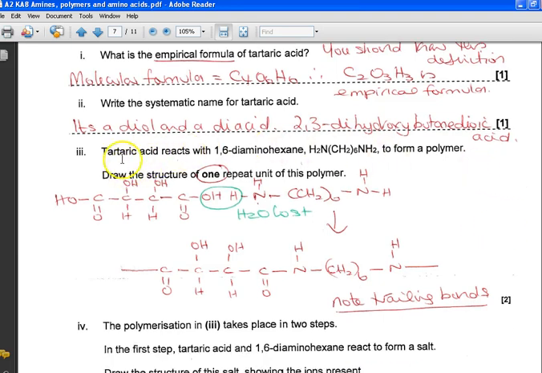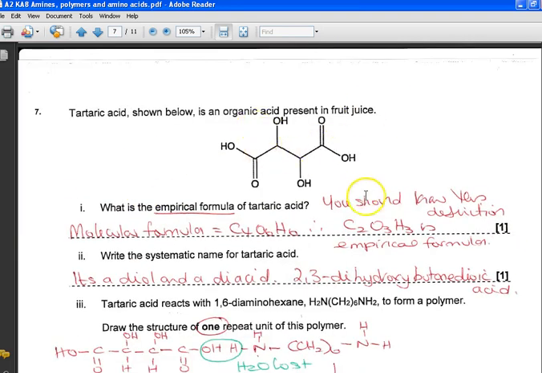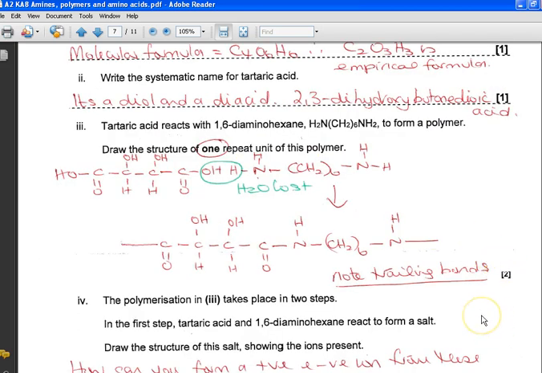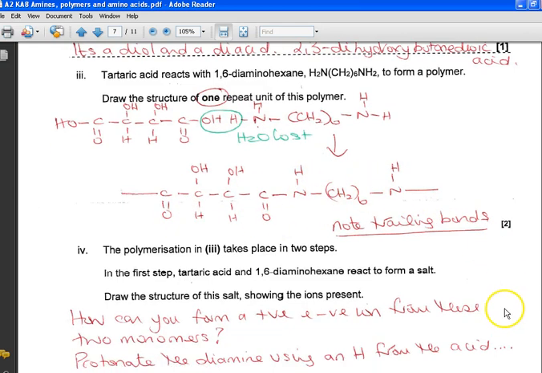Okay, so you're told that this tartaric acid up here reacts with 1,6-diaminohexane, and you're given the structural formula. 1 repeat unit again, make sure that you only draw 1. Yeah, so I've done my monomers again to show myself where I've lost my water and I've just joined them together, but you've got the trailing bonds.